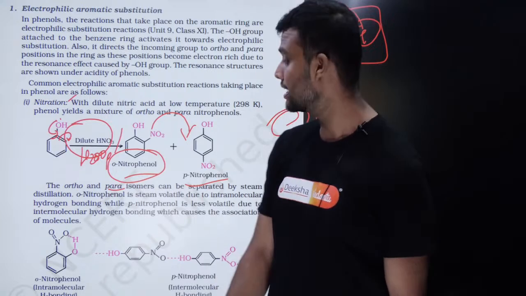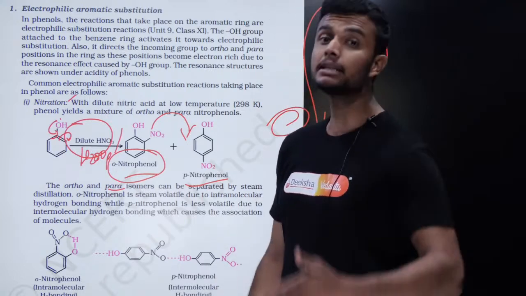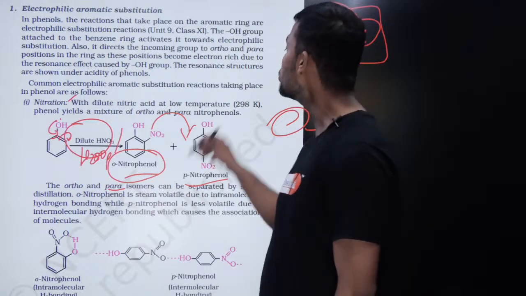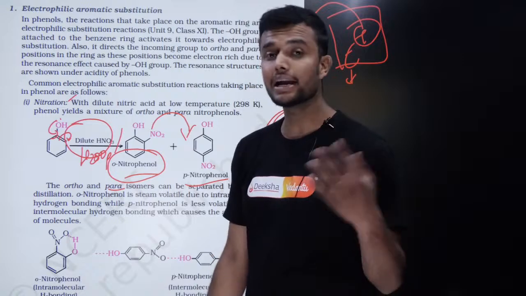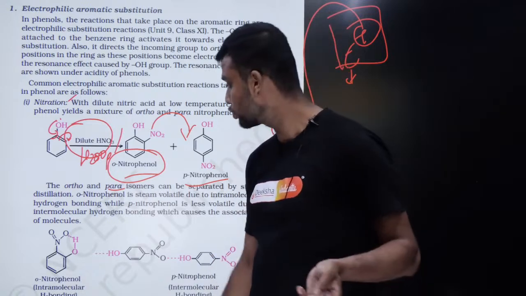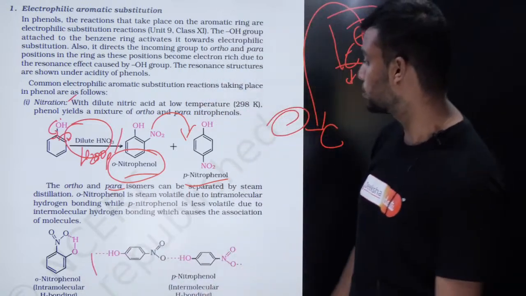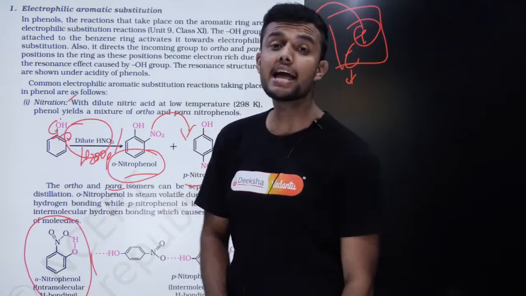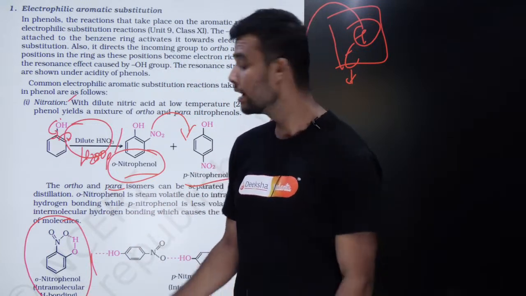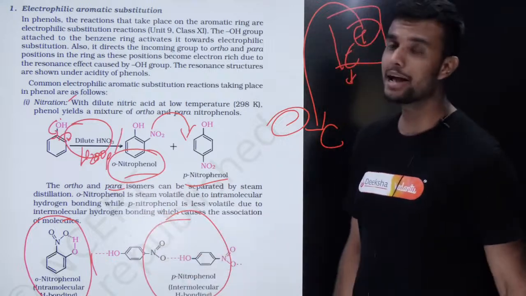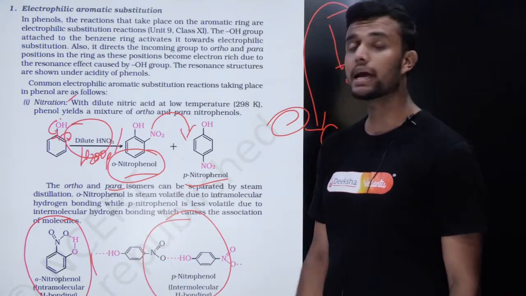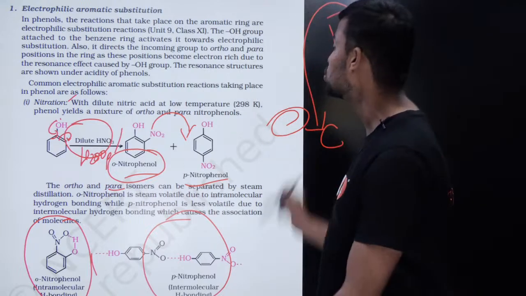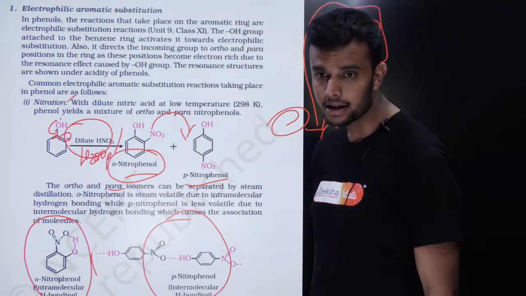How does it happen by steam distillation? By using their respective boiling points. Ortho-nitrophenol undergoes intramolecular hydrogen bonding like this. That's why ortho-nitrophenol has a high boiling point compared to para-nitrophenol. By using steam distillation, we can easily separate these two compounds, my dear students. I hope it's clear. Very simple.